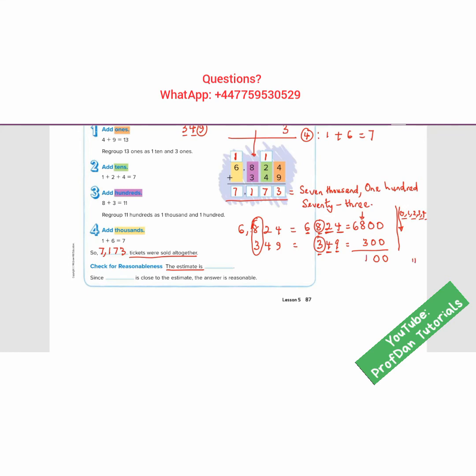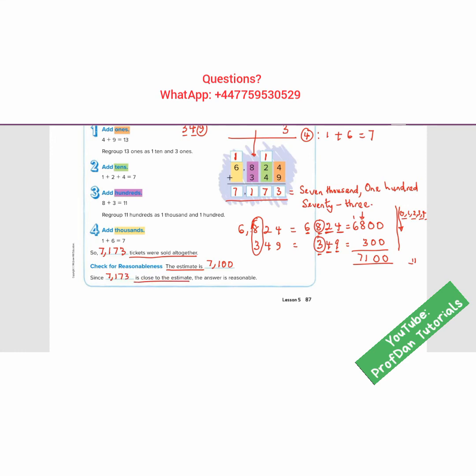Right, 1. The remaining 1, take it up. 1 plus 6 is 7. So the estimate is 7,100. Okay? And the main answer we got, the actual value, is 7,173, which is close to the estimate.